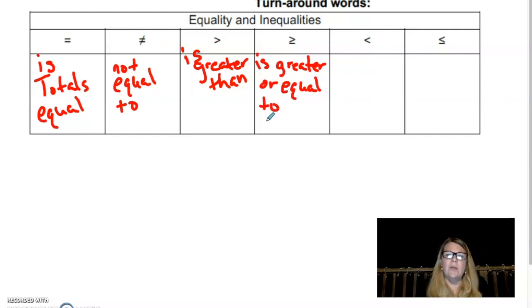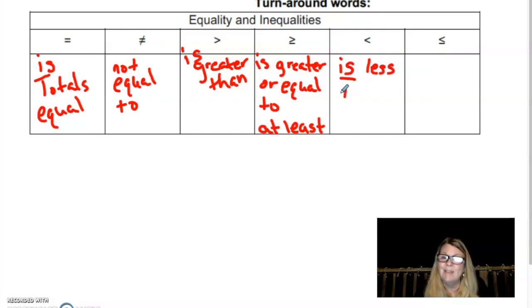Another word that we might use here is at least. That's kind of one that seems a little bit weird, but the phrase at least would mean that we're talking about it has to be greater than or equal to. Another one here is the less than symbol, and it's not just less than. When we see the phrase is, being important right there, is less than. Because if we just said less than, then we are saying that we're going to subtract it.